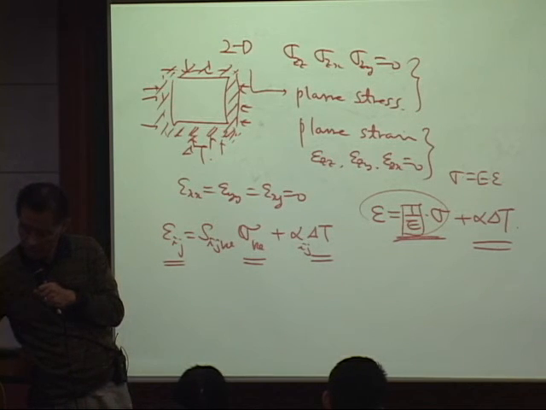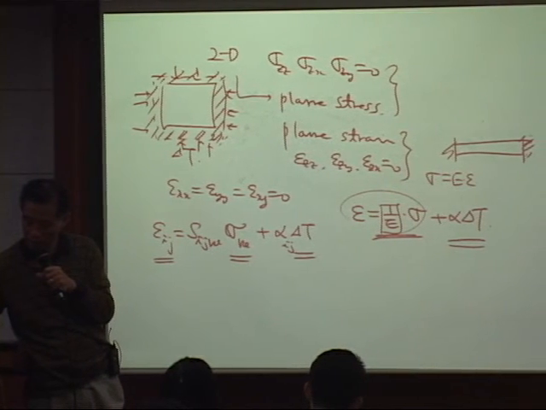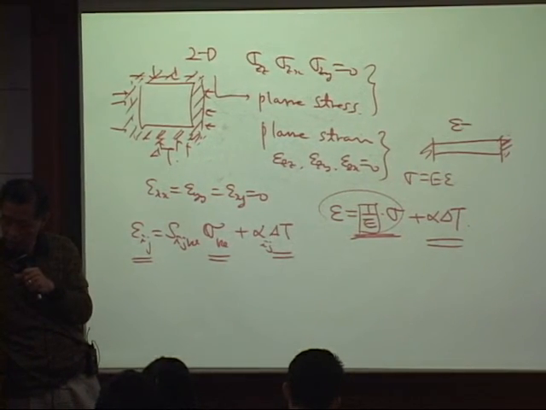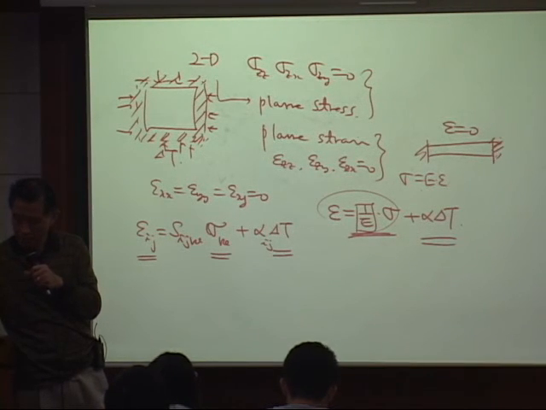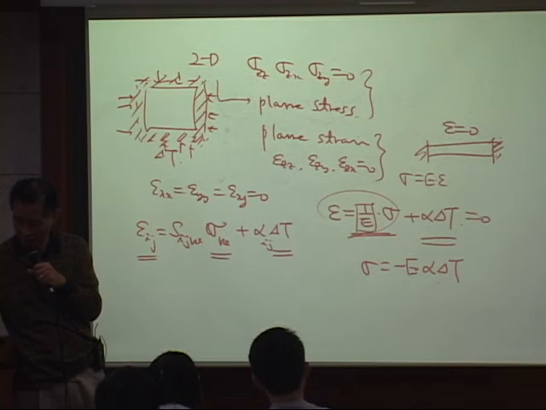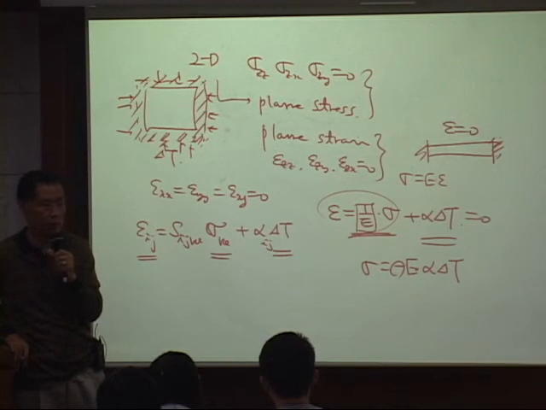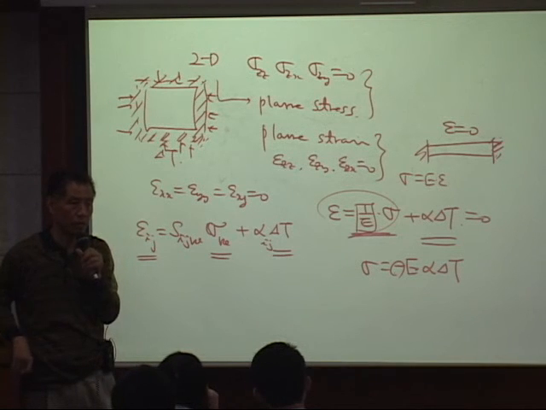Anyhow, let's try to solve this simple question again. See, one-dimensional case, and you have a constraint, which means that strain in x direction equals 0, right? And from here, strain equals 0, and stress will be simply E alpha delta T. And here, pay attention, there is a minus sign there. Why? That means this bar will be subject to a compression, right?